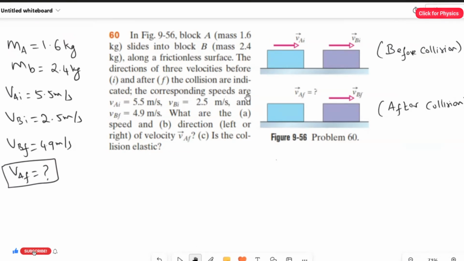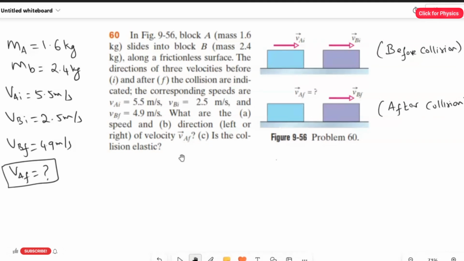The corresponding speeds are VAI equal to 5.5 meters per second, VBI equal to 2.5 meters per second, and VBF equal to 4.9 meters per second. Now we have to find the answer for these three questions. In the first part of the question, we have to find the final speed of block A, which is VAF. That we have to find first.